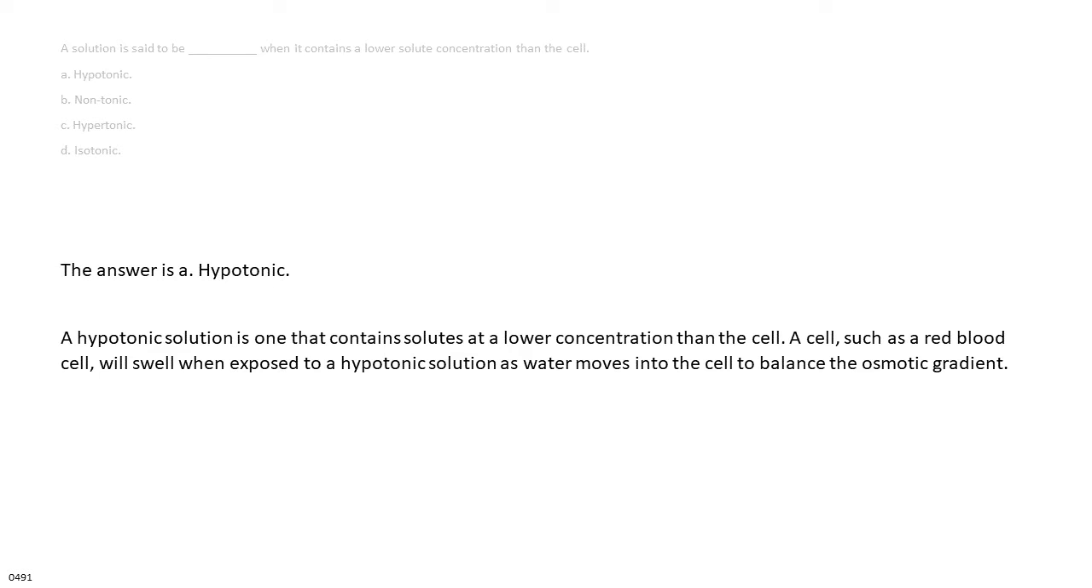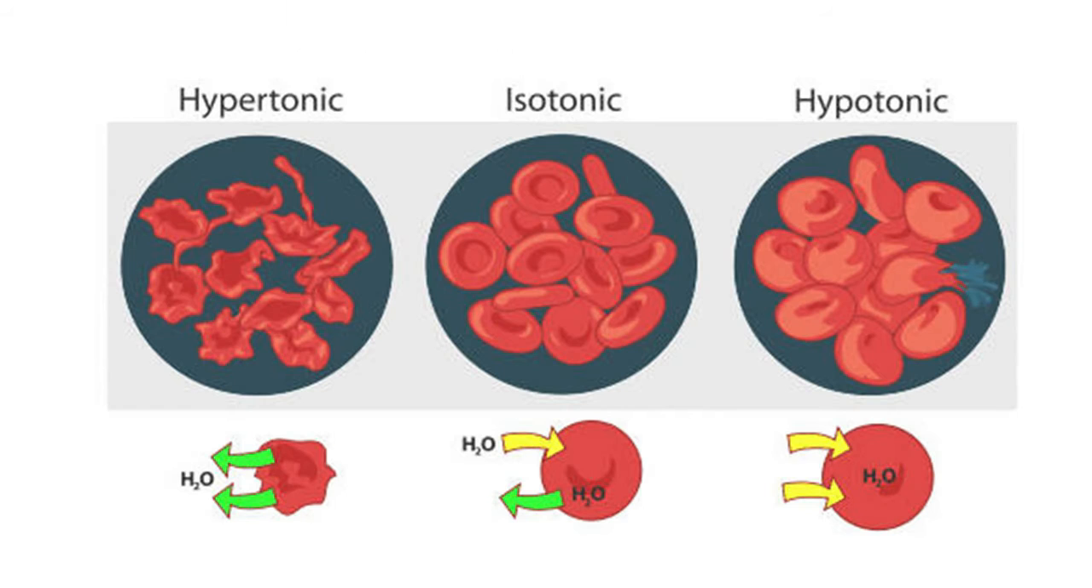The answer is A. Hypotonic. A hypotonic solution is one that contains solutes at a lower concentration than the cell. A cell, such as a red blood cell, will swell when exposed to a hypotonic solution as water moves into the cell to balance the osmotic gradient.